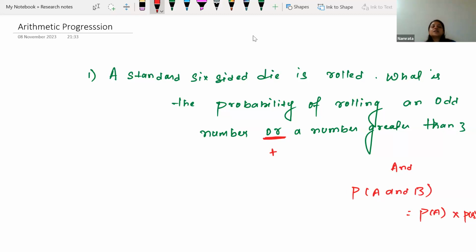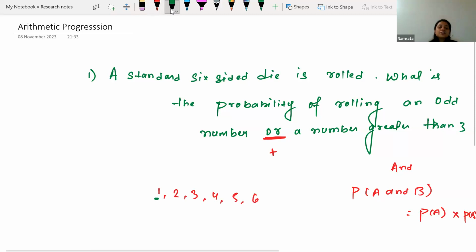Let's see, a standard six-sided die is rolled, so the outcome can be 1, 2, 3, 4, 5 or 6. What is the probability of rolling an odd number? So from here, if we focus on odd numbers, I can see 1, 3 and 5. These three are odd numbers, and if it would ask just to find the probability of getting an odd number, it will be 3 by 6, right?